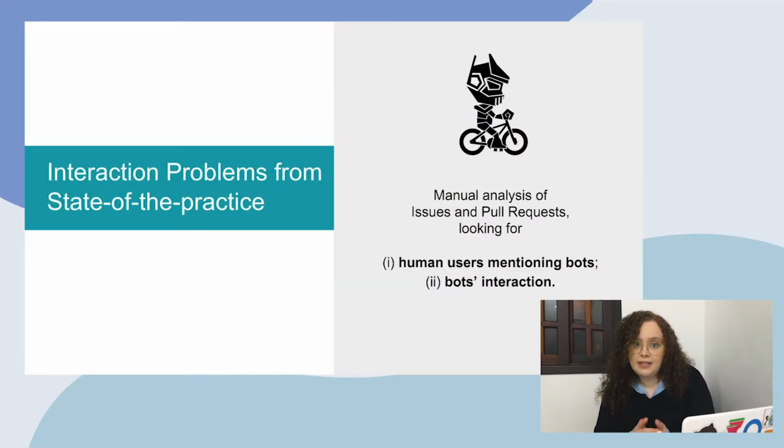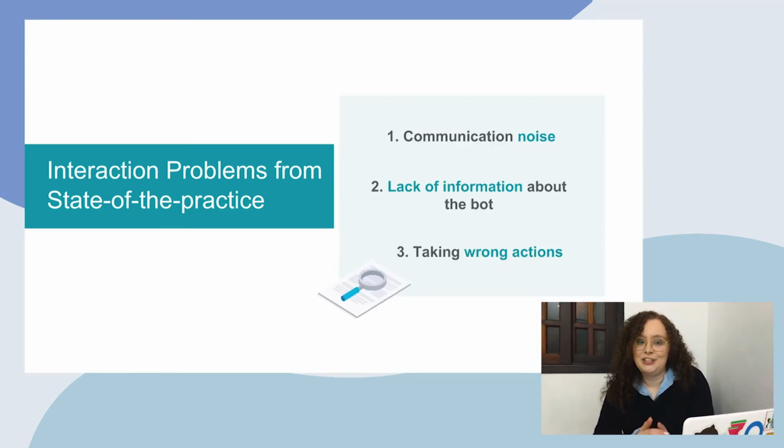To better understand what is happening, we have collected the interaction problems from the state of the practice. We have manually analyzed pull requests looking for, first, human users mentioning bots, and also bot interactions like bots opening, merging, or commenting on pull requests. Here are the three main categories we found. The first one is bots introducing communication noise.